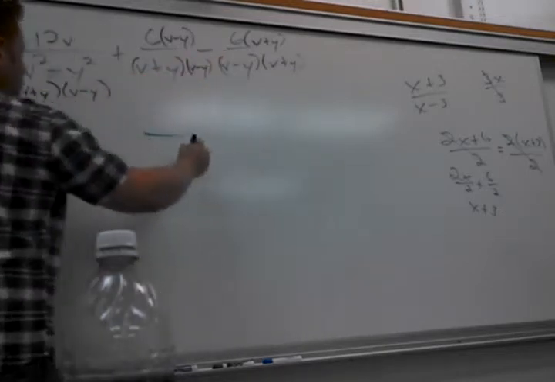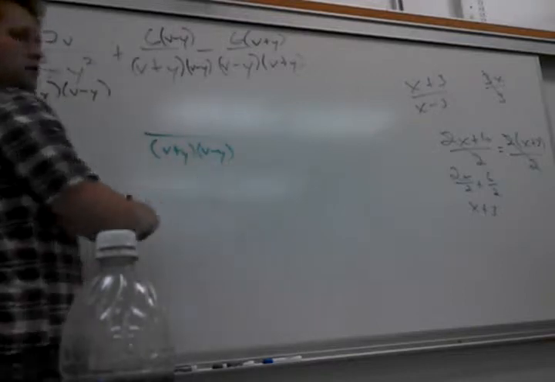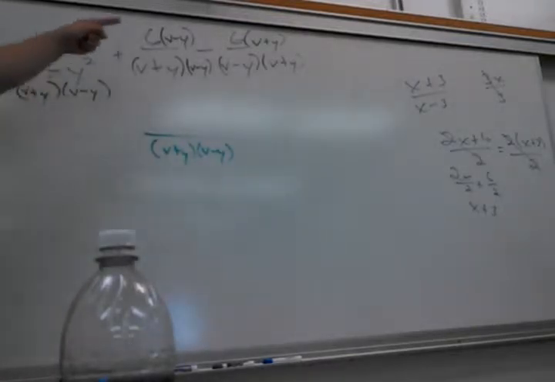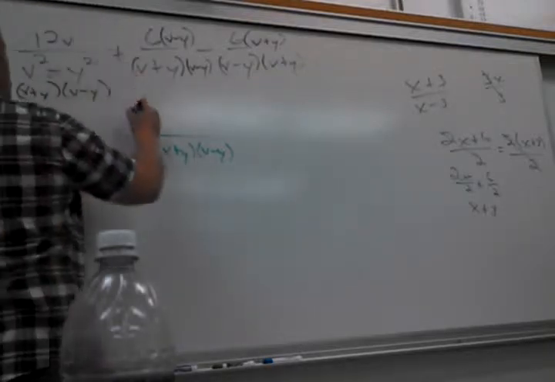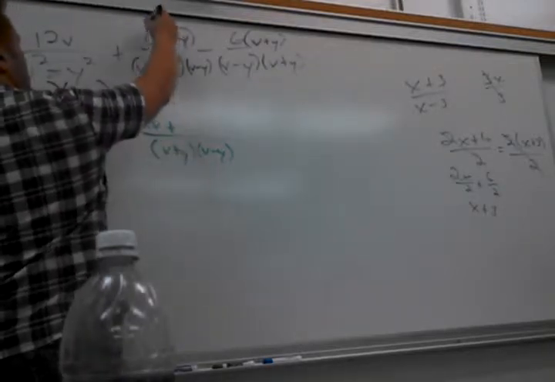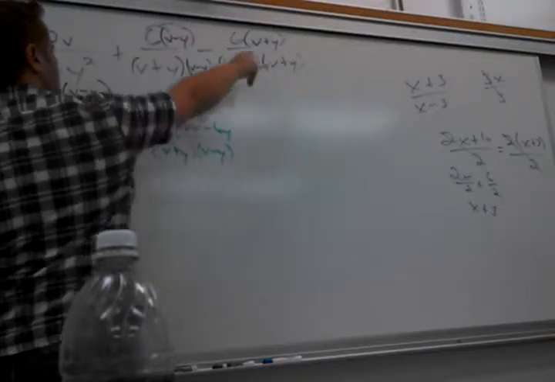But what will the bottom be? B plus Y. And what can I do on the top? Combine them, yeah. So I get 12B plus. What do you have to be careful about there?